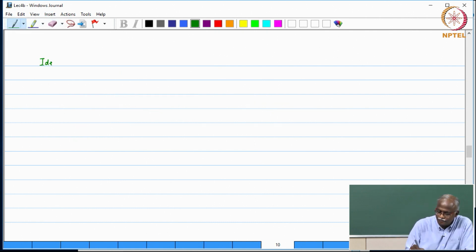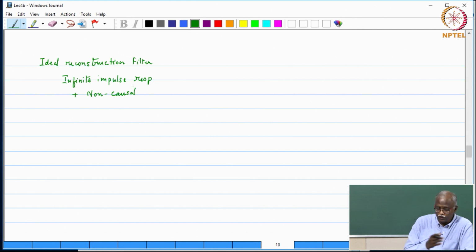Okay, so, the ideal reconstruction filter that we have, we already noted the following properties. It is infinite impulse response, it is a sinc function that goes to infinity on both sides. So, I call it infinite impulse response, and it is non-causal, in that it has an impulse response which is non-zero for t less than 0. So, this is not practical, I cannot use this in any practical reconstruction process.